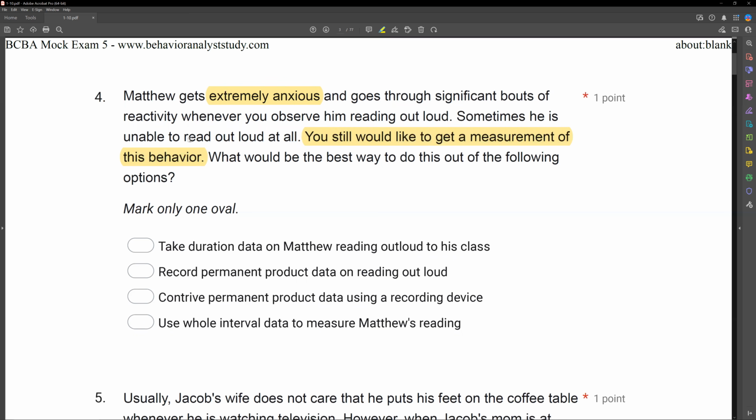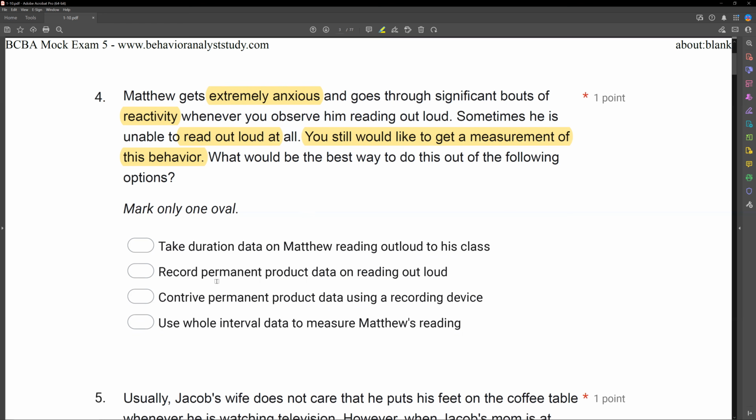And what is the behavior? Well, the behavior is reading out loud. So that's what we're really worried about. What the real problem is, okay, it's not the use of anxious. What the real problem is the reactivity. So if he is reactive whenever you observe him reading out loud, then you are changing his behavior just by being there. Okay. We need to eliminate that. And the best way to do that, right, is to remove yourself from the situation. But that's difficult because he's reading out loud. So what can we do?